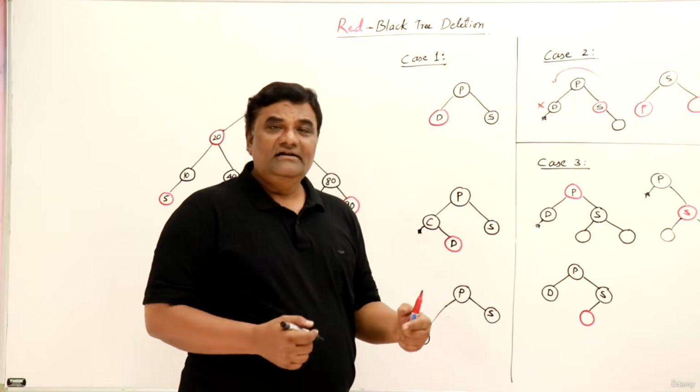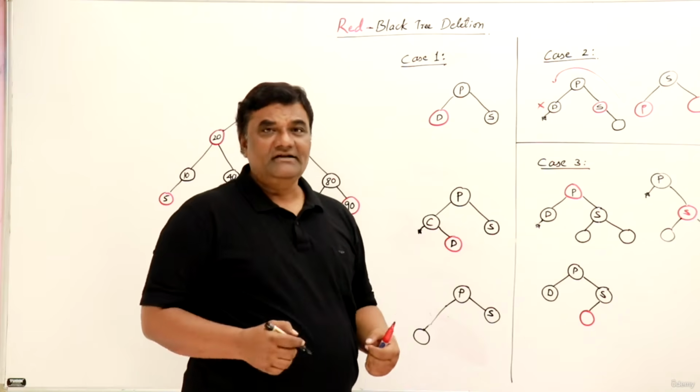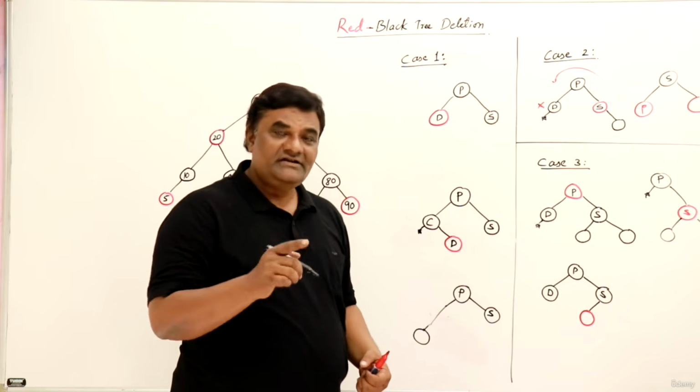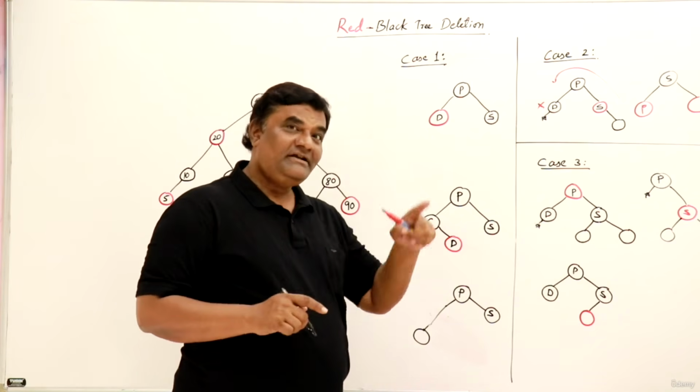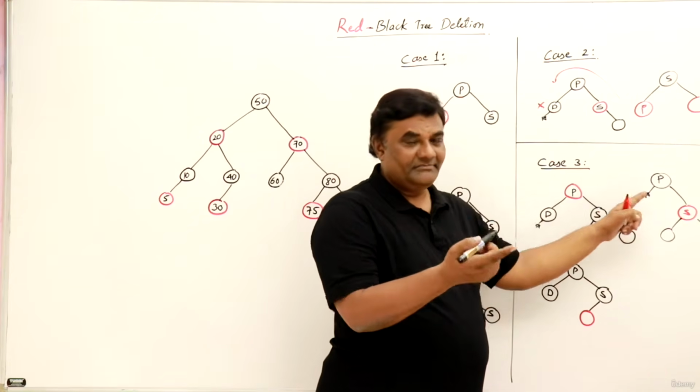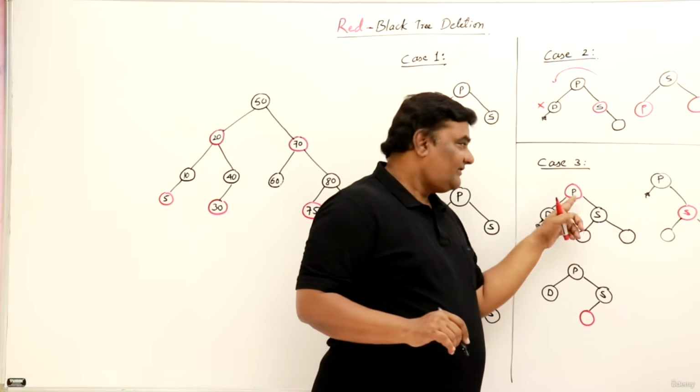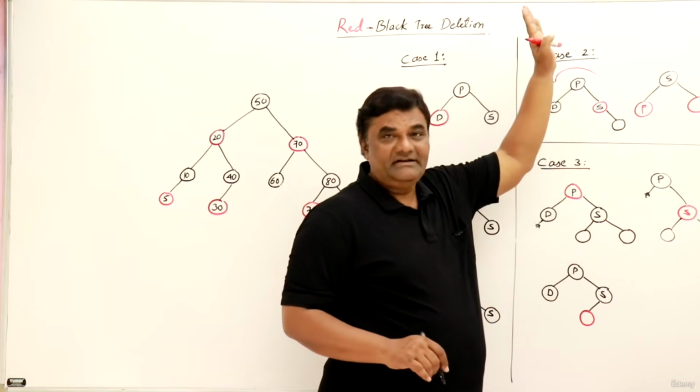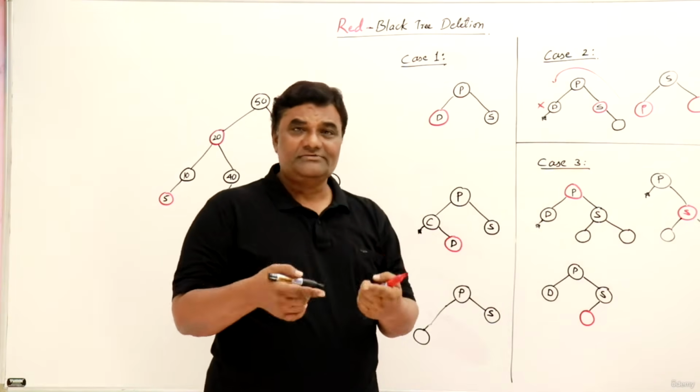Sibling is black and its children are also black. So do recoloring. Change sibling to red and parent to black. Now the parent was already red, so it became black, so there is no issue. Otherwise, this will continue in the parent. So that recoloring part or rotation part will continue.